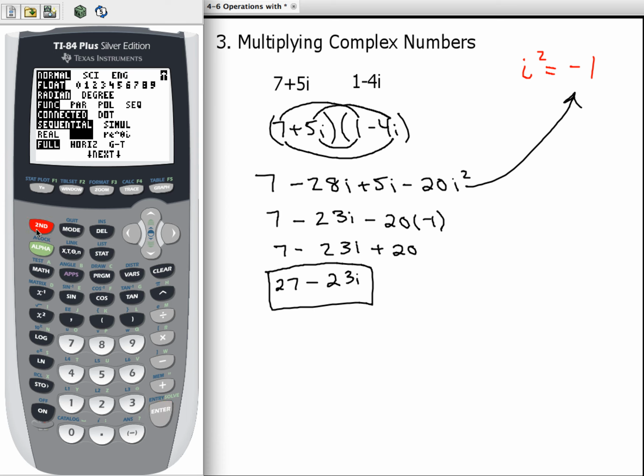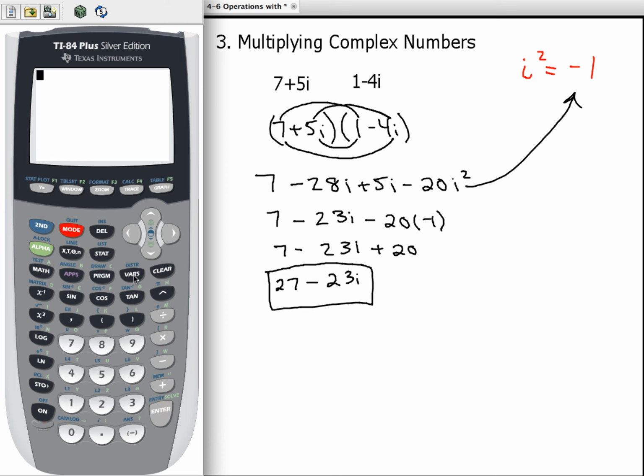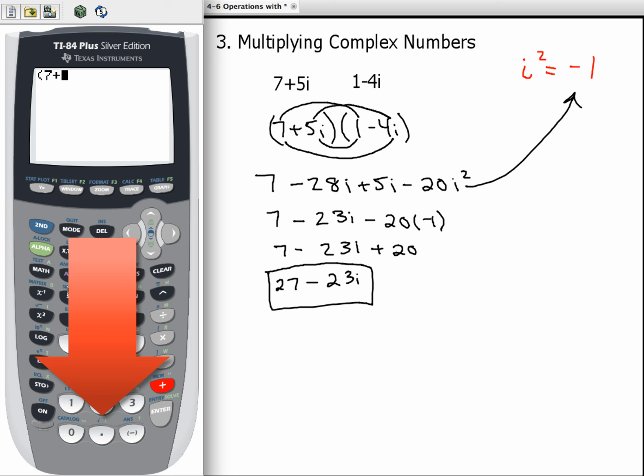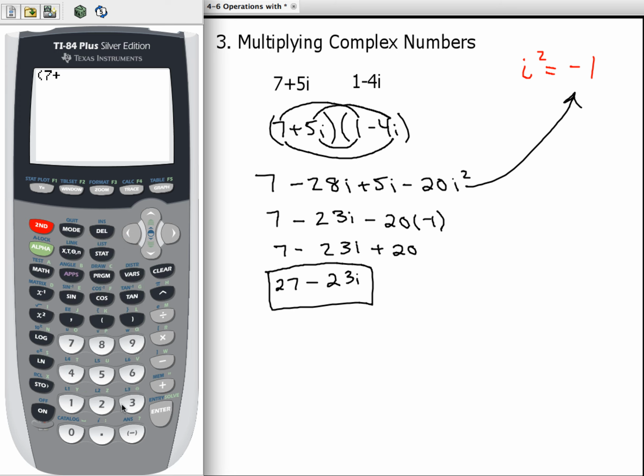Afterwards, quit and go home, so hit second and then mode. Then what you have to do very carefully is type everything in correctly. So you have 7 plus 5. Now the i is going to be right above the dot. So you're going to have to hit second and then the dot to get to that piece. So we've got that first quantity. Now for the second quantity, 1 minus 4i, we're going to have 1 minus 4, then second, and then our dot again, 4i. So when we do that, bam.